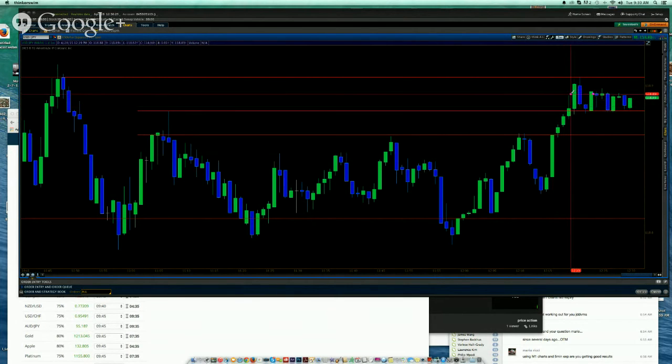Price is now ranging. As you see, where everything looks flat and pretty even, going straight across, that's a sign that the price is ranging.